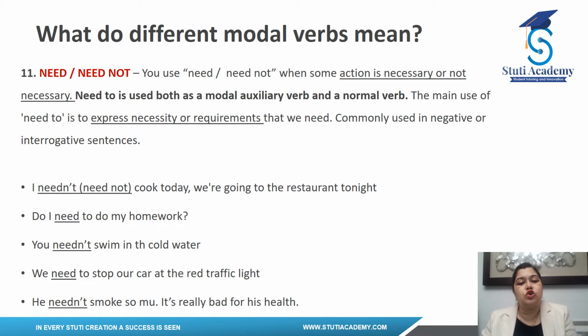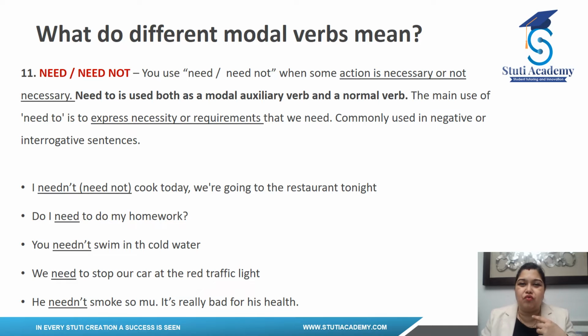I needn't cook today. We are going out to the restaurant tonight. So needn't or need not. I am saying I don't have the necessity to cook today. Do I need to do my homework? So what am I doing? Asking you a question, asking you the necessity. Do I really need to do my homework? Now you guys must be asking this question to your parents, huh?